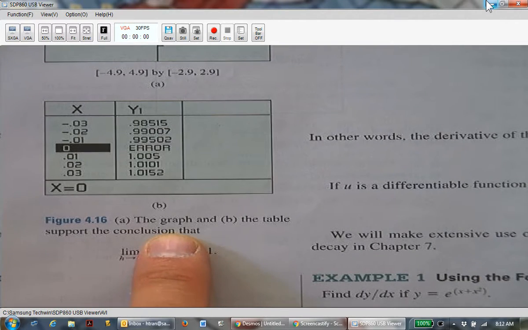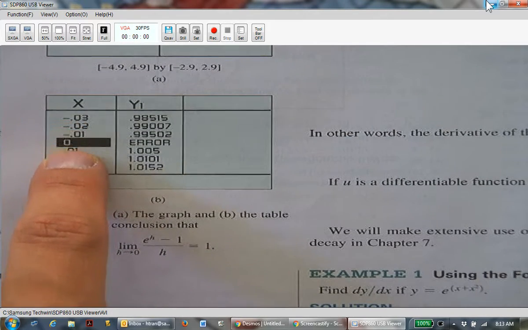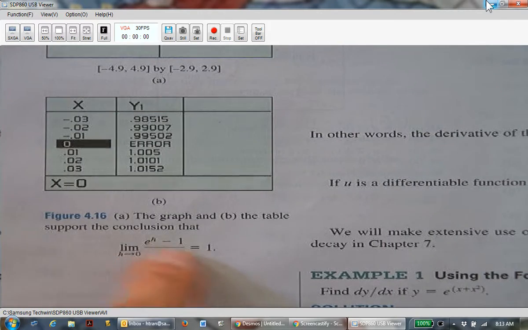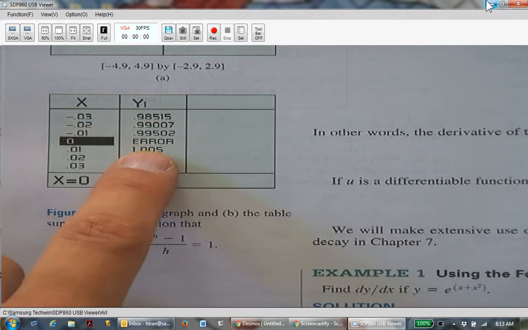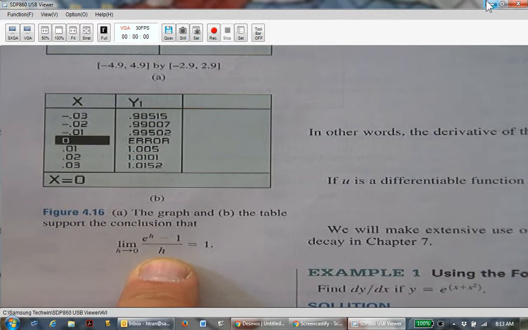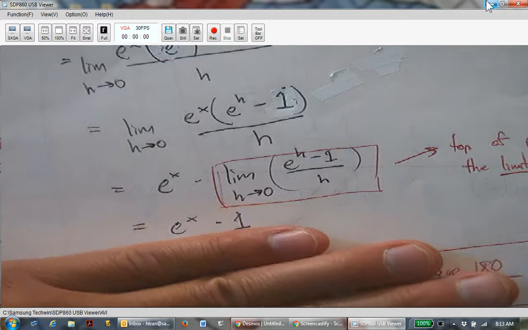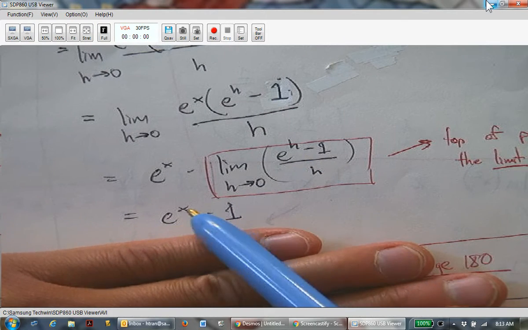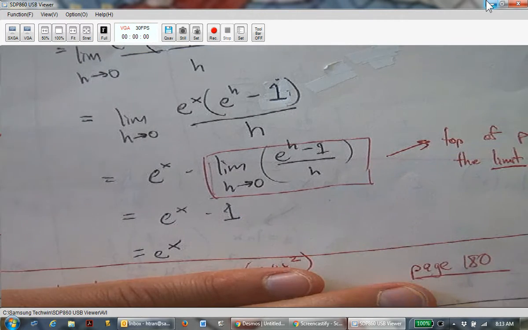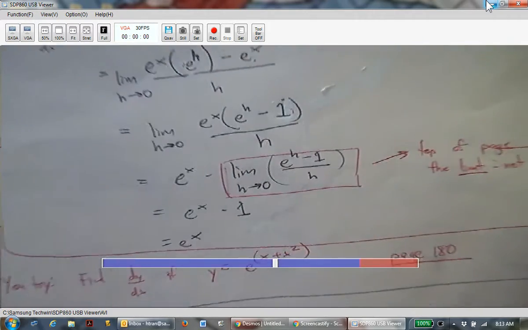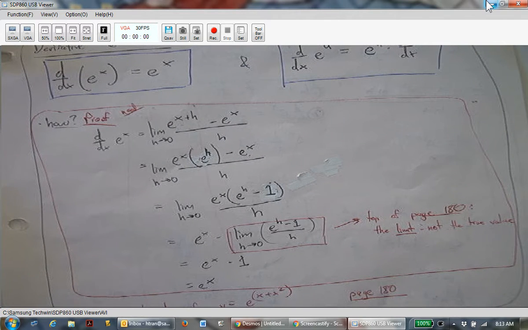That's fine. So you have the graph and the table supporting this conclusion. If you look at this here, and you're looking at the limit as h approaches 0, what does it seem like the limit is approaching? Yeah, essentially that limit is equal to 1. So this next step is a bit of a leap, because if this is equal to 1, I essentially have e to the x times 1, which leaves me with what? e to the x. So in conclusion, that proves that the derivative is literally e to the x.